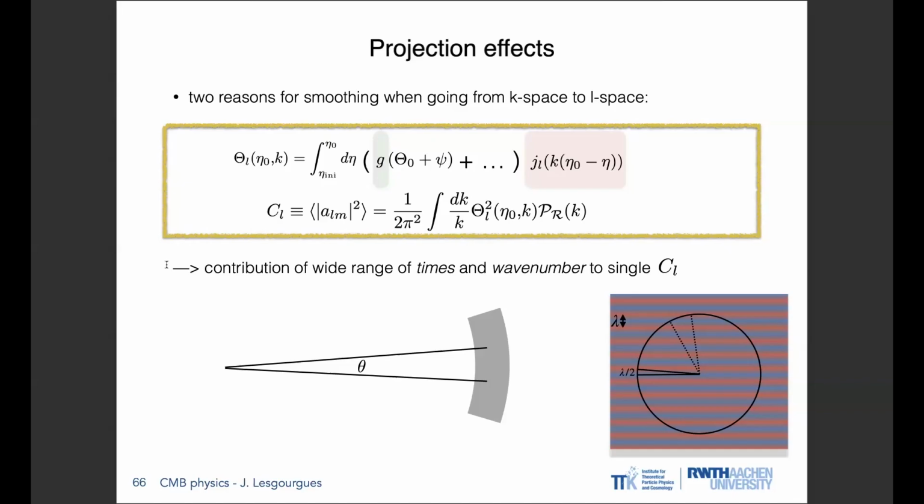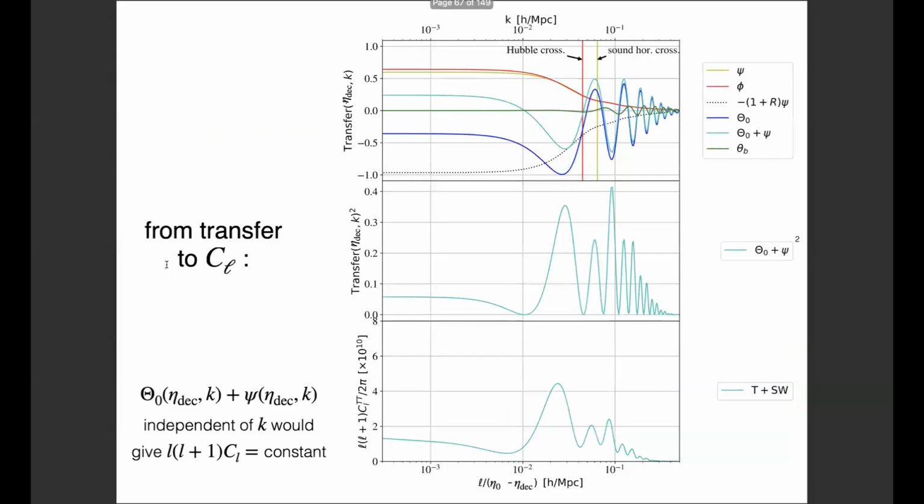The other smoothing is orthogonal to the line of sight. We say that even if I have one wavelength, these wavelengths will contribute mainly to one multipole, but not only, also to neighboring multipoles. And this is a smoothing in angular space. And the combination of these two smoothings is such that the true C_L appears as a smoothed version of the square of the transfer function.